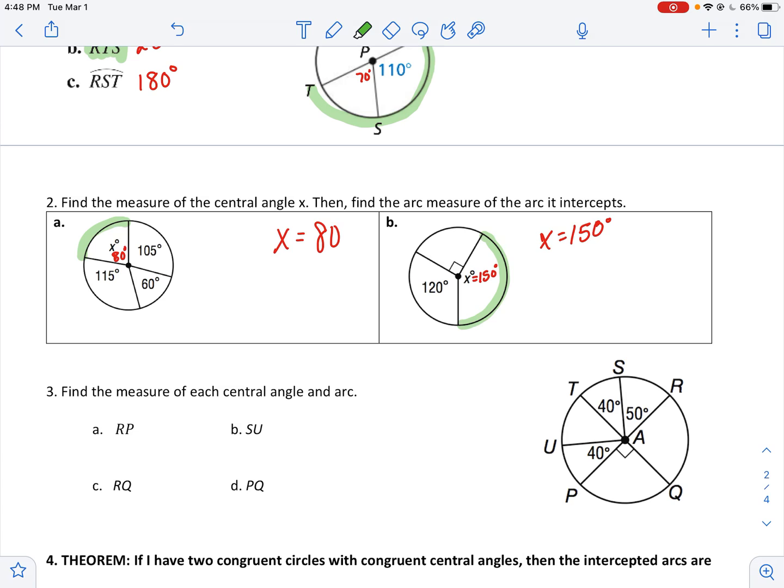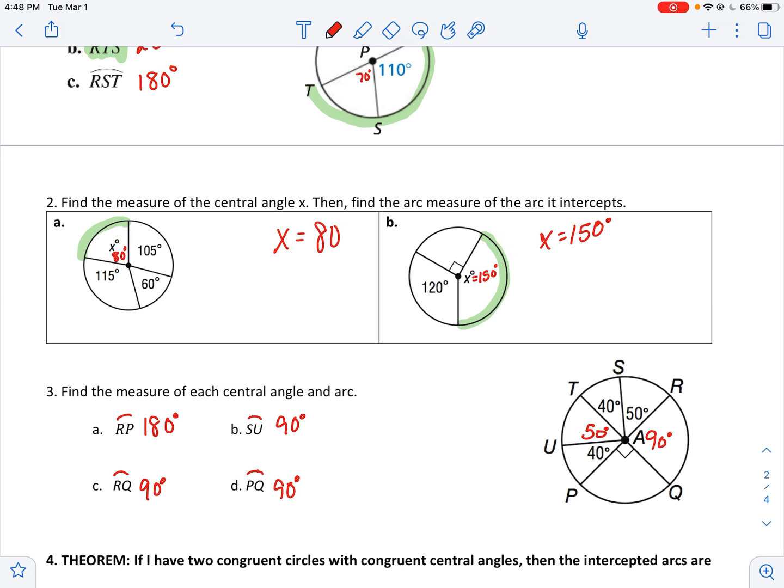If you want to pause the video and try 3, I want to find these arcs, and I'll put my arc symbol above those, and then unpause and check your work. We can do that. So here I should have 90, it should be 50, and we should get 180, and then these should all be 90 degrees.